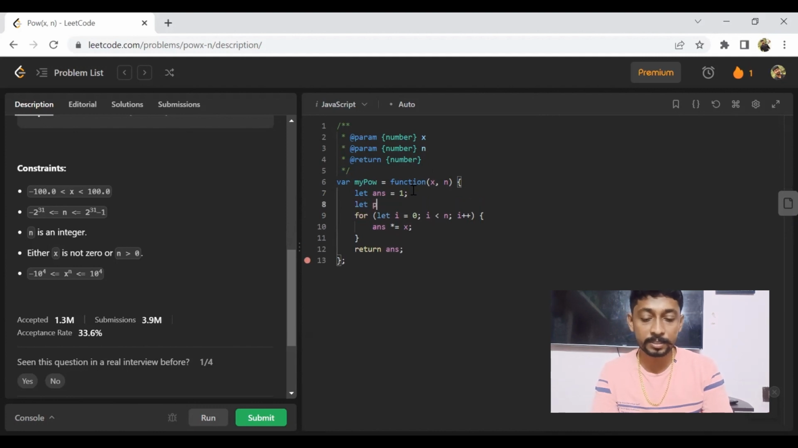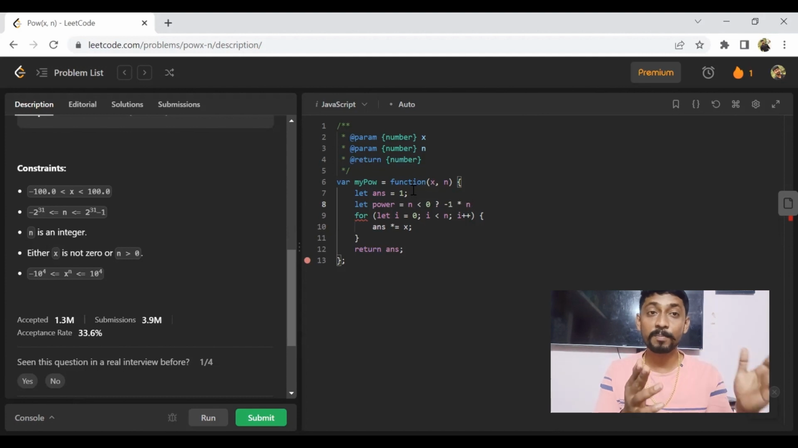In that case, just add a condition. What about n? If n is less than 0, in that case simply multiply your n with -1. Why am I multiplying n with -1? Because I have to iterate. Even though n is negative, I have to iterate till n, and then finally figure out 1 divided by x to the power of n. So if they are giving n equal to -4, how many times do I have to iterate? I have to iterate 4 times. So if you multiply -4 with -1, what is the answer? +4, right?